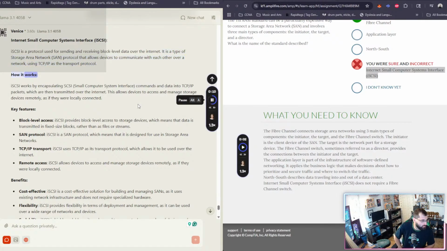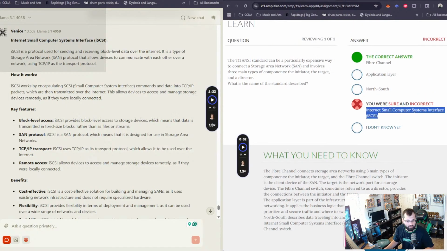How it works: iSCSI works by encapsulating SCSI, small computer system interface, commands and data into TCP/IP packets, which are then transmitted over the internet. This allows devices to access and manage storage devices remotely, as if they were locally connected. Key features. Okay, that makes total sense. All right, let's keep going.